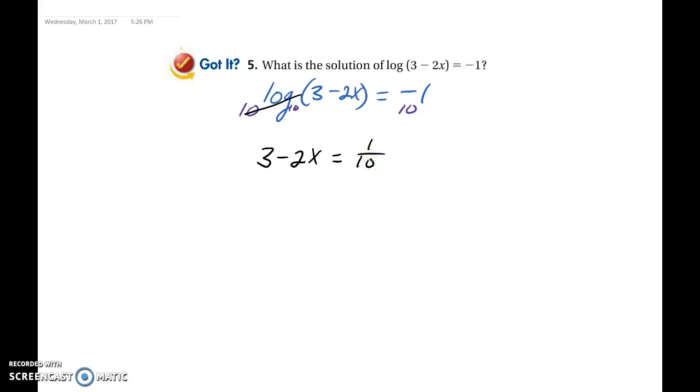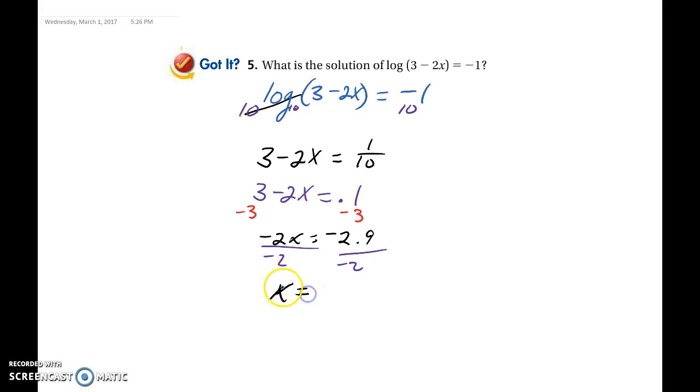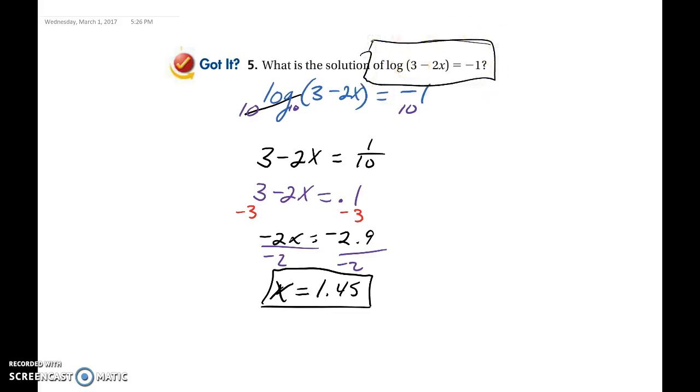So let's rewrite it as 3 minus 2x is equal to 0.1. Then we subtract 3 from both sides, and you get negative 2x is equal to negative 2.9. And then you divide each side by negative 2, and you get x is equal to 1.45. And that's your final answer. You can check this by plugging it into your original equation and seeing if you get a true solution.